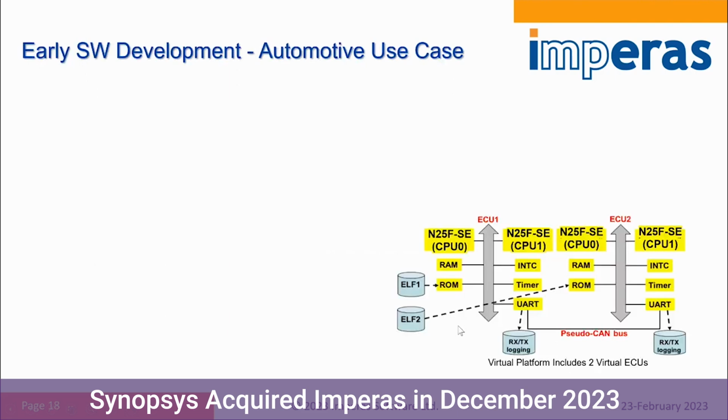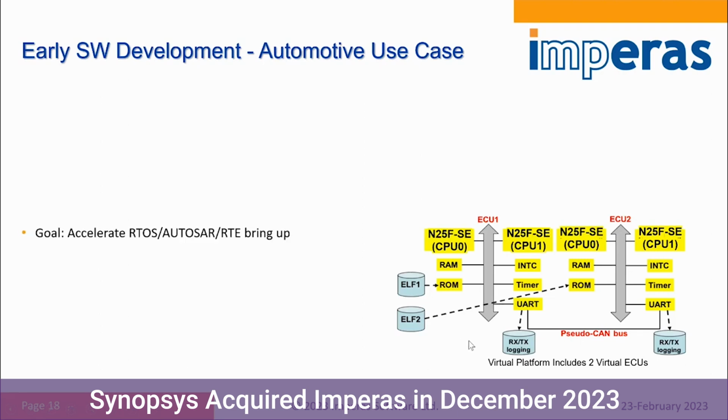Because Andes and Imperas are both good fits for automotive, I'm using an automotive use case to illustrate early software development. On the lower right block, you see I have two virtual ECUs. Each ECU has two Andes cores. These are automotive-ready Andes cores, N25F SE. And they are connected through a pseudo CAN bus, which I'll talk about in a bit.